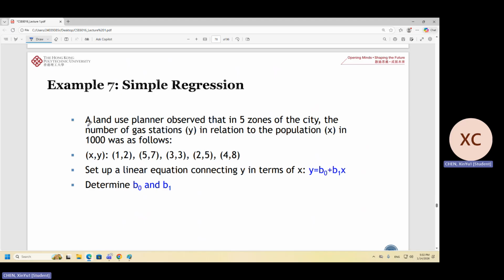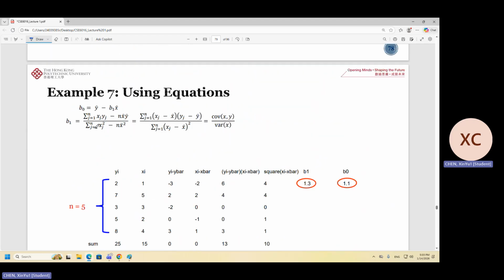A planner observes, in 5 zones of the city, the number of gas stations y in relationship to the population x. This is the observation in your data set. Then we can set up the linear regression model y equals b0 plus b1 multiplied by x, and then we can determine b0 and b1. Okay, so this is the question. Then, based on this equation, we can calculate.